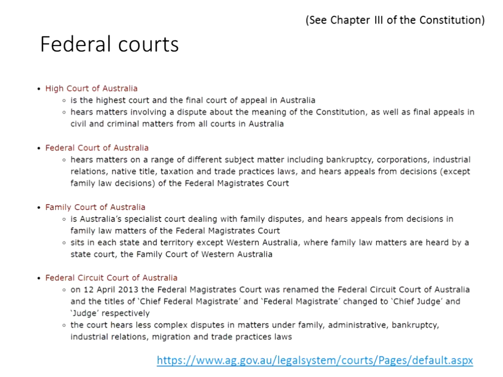and again we refer you to Chapter 3 of the Constitution, which talks about the judiciary, and here you can see those different areas: the High Court, the Federal Court, and it gives you a little bit of background as to what they might do, Family Court, and then the Federal Magistrates Court has been renamed about 3 years ago the Federal Circuit Court of Australia, and the titles of the Chief Federal Magistrate and the Federal Magistrate got changed to Chief Judge and Judge.